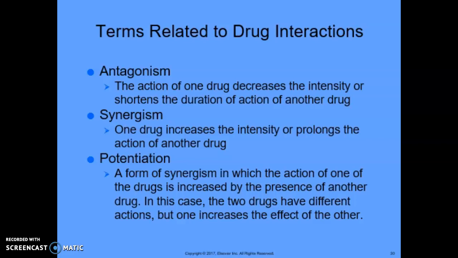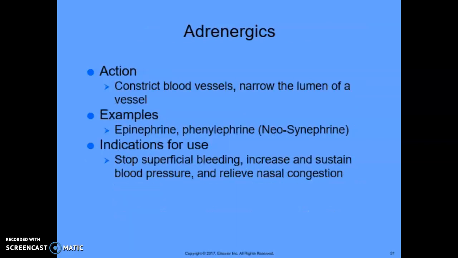So an example of synergism is 3 different antibiotics prescribed to treat tuberculosis, or several different HIV drugs prescribed to treat the HIV infection. An example of potentiation is the use of Lasix, this is a diuretic, with an antihypertensive medication to more effectively lower blood pressure. So there are some examples for you.